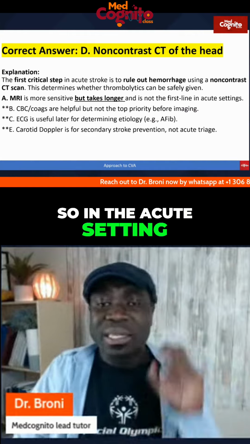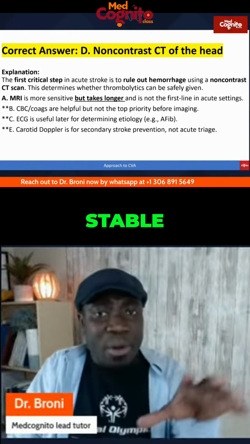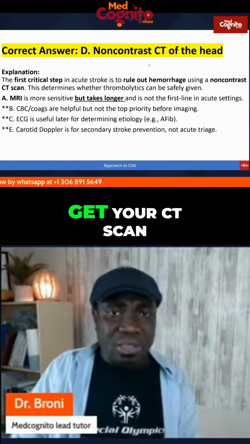So in the acute setting, so far as the patient is stable, get your CT scan as quickly as possible. Get your CT scan. Okay.